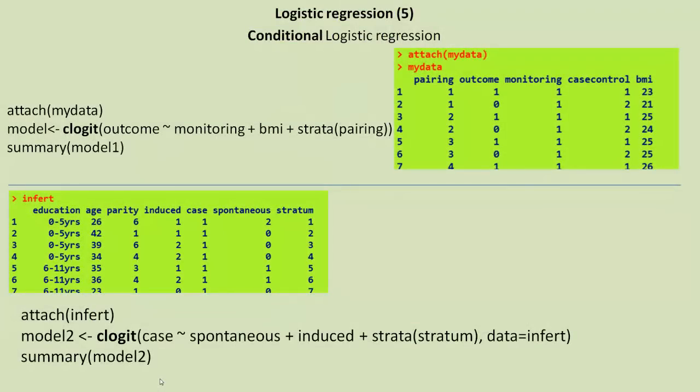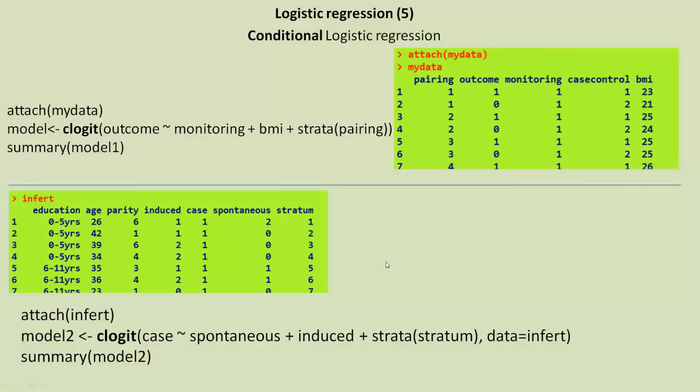Then we came to R and we used two datasets there again. The first dataset we imported using R Commander, and that was from an SPSS data file. Then we used this command called clogit. It looks very much like the LM or GLM commands we've used in the past, except we've got this new little bit added called strata pairing. And the strata again, as it is in SPSS, is the pairing variable.